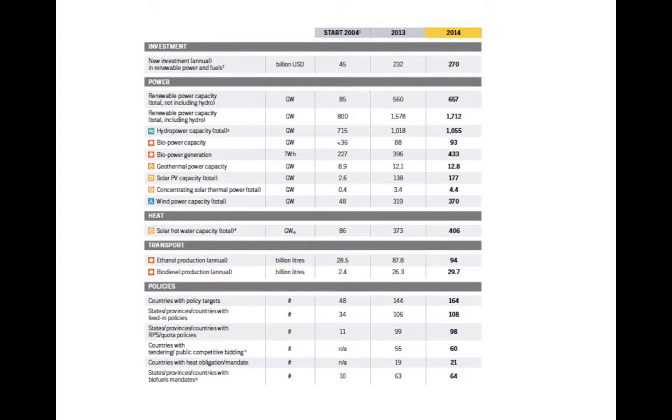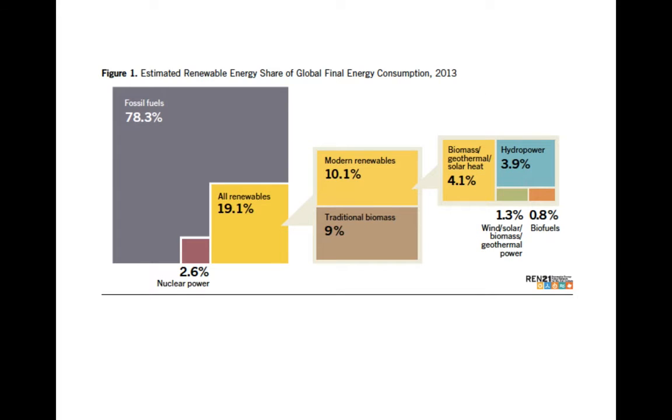These policies, as you can see below, can vary from specific targets or specific percentages that different utilities or companies are encouraged to meet in order to fulfill their obligations. If you look at all renewables in 2013, you can see that they still only account for about 20% of the total energy consumed around the world.